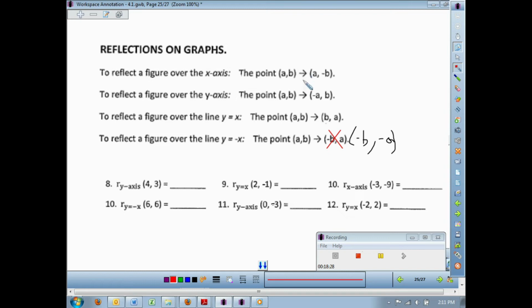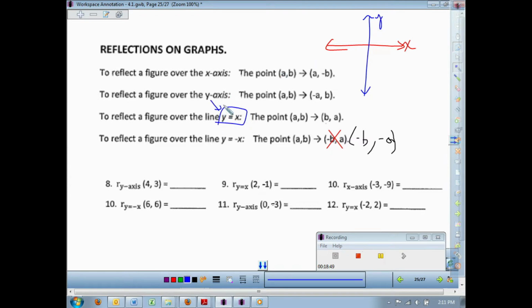Now we're going to actually say, what if we wanted to reflect something on a graph? We're going to reflect over 4 lines. Either the x-axis, remember that's a line, that's this dude right here on the graph. The y-axis, which is in blue here. The line y equals x.